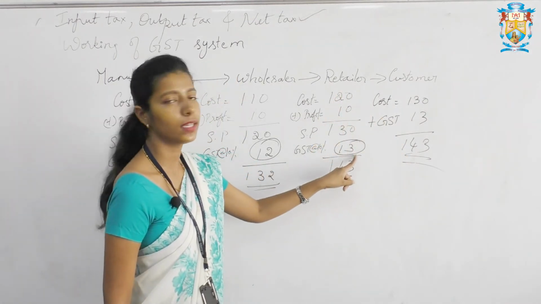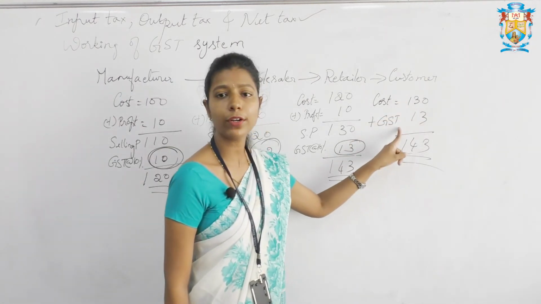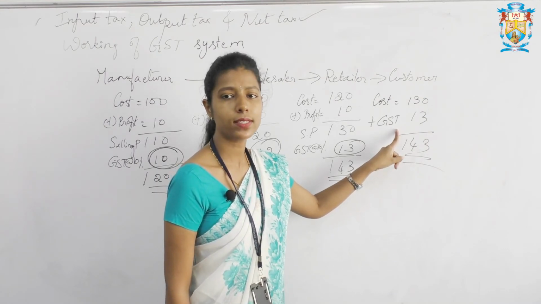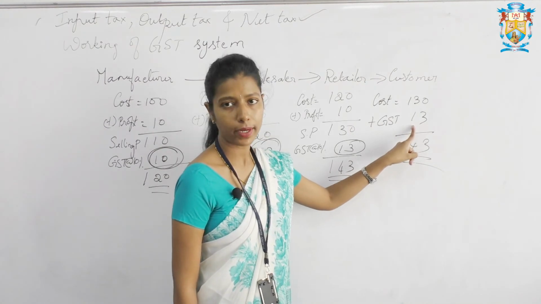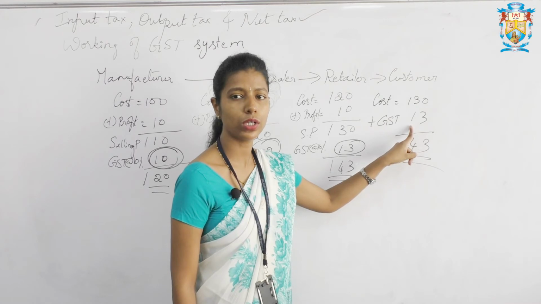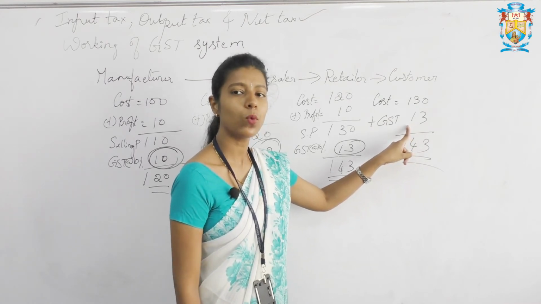So now for the retailer, 13 rupees is the output tax. And for the customer, there is no input tax and no output tax, because the customer is the final person who pays the GST, the entire GST, to the government. So now coming to how the GST is paid to the government, how the output tax is paid, how the input tax is paid, and what is net tax.